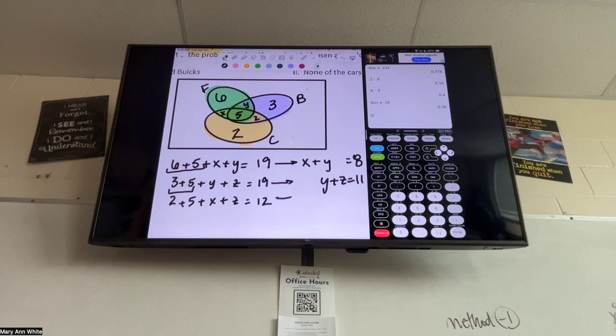All right, and then my last one, I've got 2 plus 5 plus X plus Z equals 12. So 2 plus 5 is 7. When I minus 7 from both sides, I get 5. So I get X plus Z equals 5.